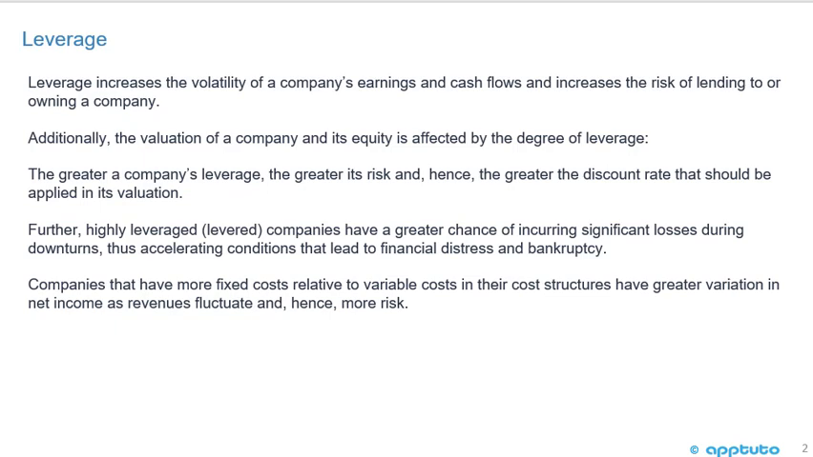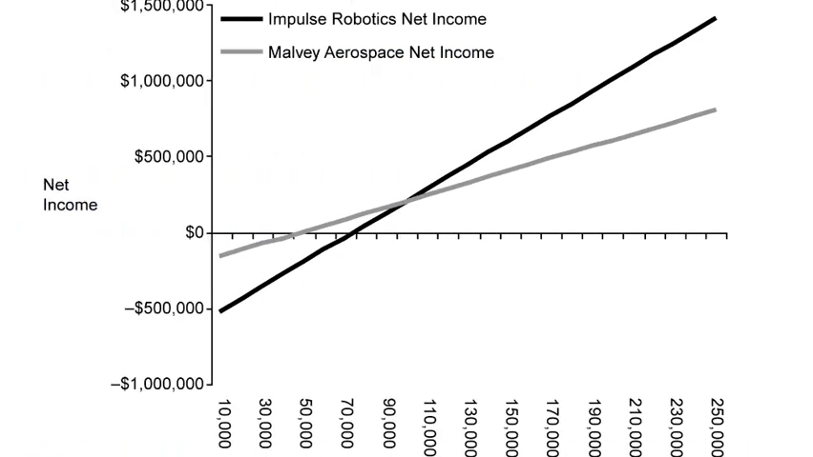Companies that have more fixed costs relative to variable costs in their cost structures have greater variation in net income as revenues fluctuate, and hence more risk. You will recall that we looked at an earlier LOS, the example in the text, which I've got the screenshot of now, of Impulse Robotics net income and Malvy Aerospace net income.